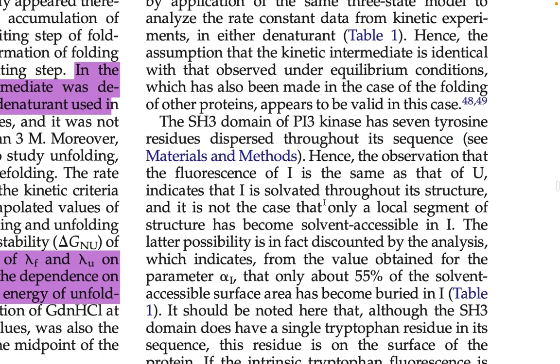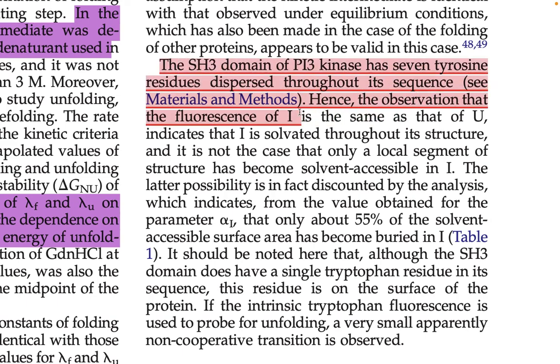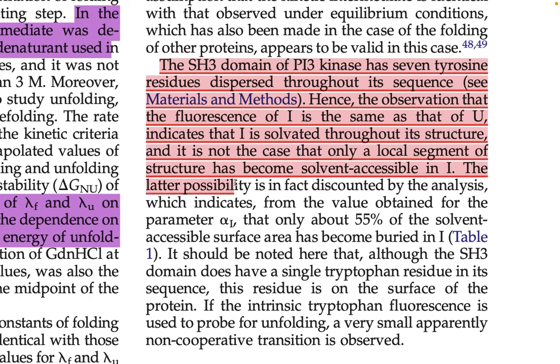Now, the SH3 domain of PI3 kinase has 7 tyrosine residues dispersed throughout its sequence. Hence, the observation that the fluorescence of I is the same as that of U indicates that I is solvated throughout its structure, and it is not the case that only a local segment of structure has become solvent accessible in I.